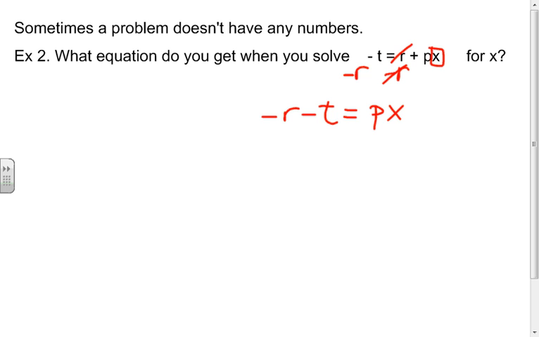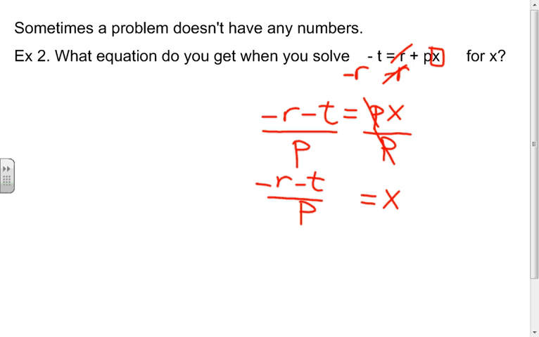Okay? Still trying to get x by itself. It's being multiplied by p. So the inverse of multiplying by p is dividing by p. Do that to both sides. Multiplying by p and dividing by p are inverses, so they cancel. I have x on the right, and on the left I have negative r minus t divided by p.